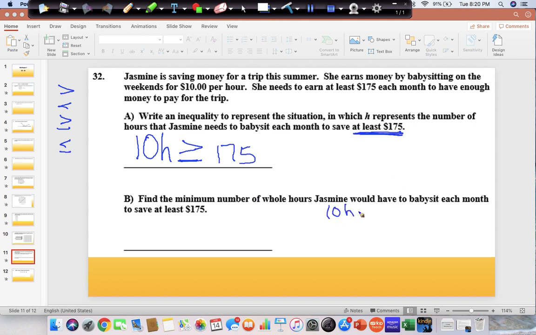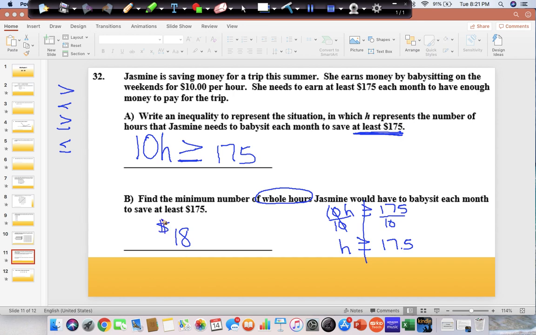So 10H is greater than or equal to 175. To solve here, we're going to divide both sides by 10. This cancels because 10 divided by 10 is 1, and 1 times H is H. Bring down my inequality sign, and 175 divided by 10 gives me 17.5, but it said whole hours. Because we want at least 175, if not more than that, then we need to go at least 17.5, if not more than that. So I would round up here to 18.